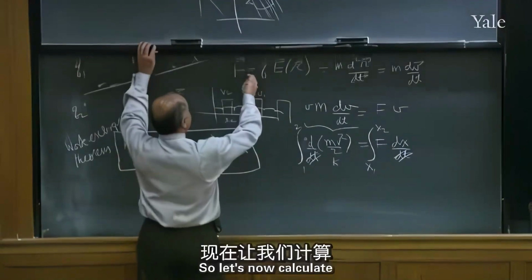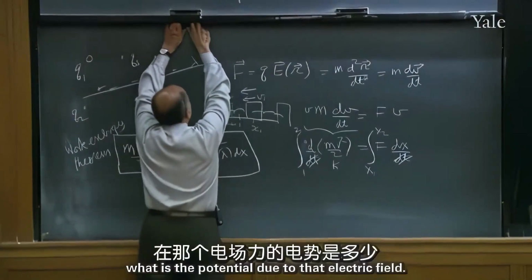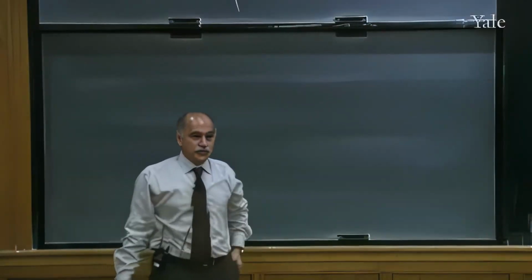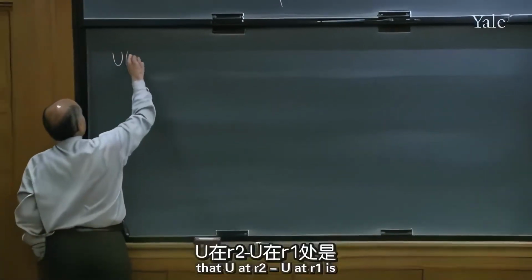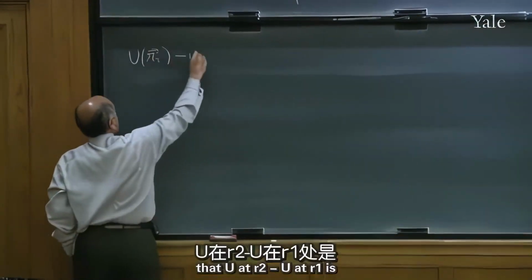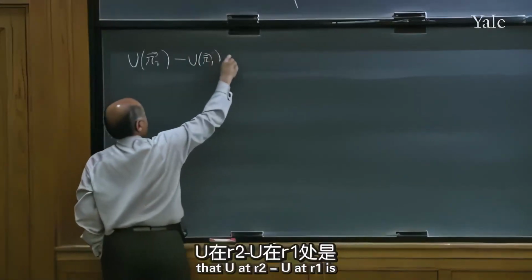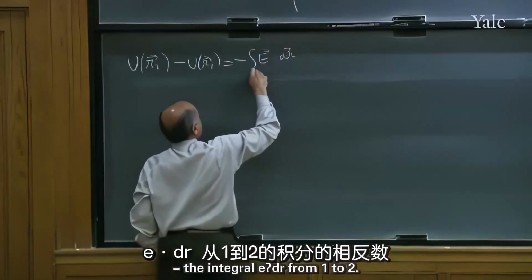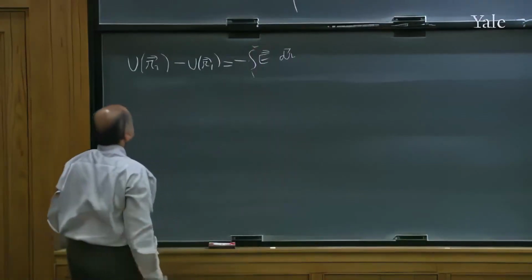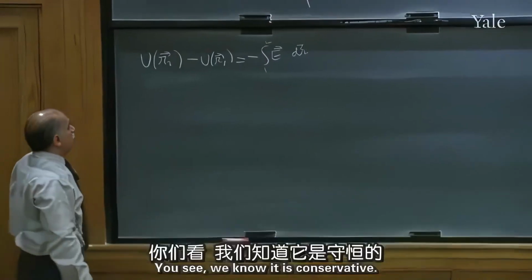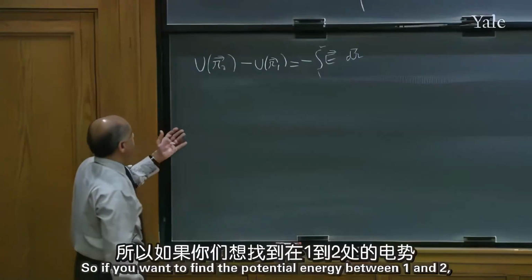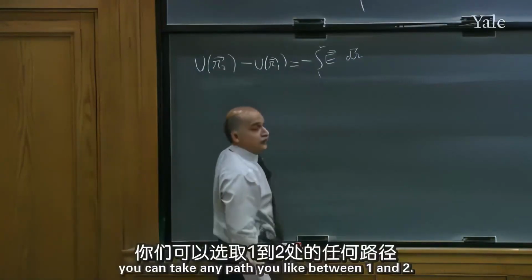So let's now calculate what is the potential due to that electric field. So we're going to do the calculation. We use the formula that U at R2 minus U at R1 is minus the integral of E dot dr from 1 to 2. You see, we know it is conservative. I've shown you with this argument. So if you want to find the potential energy between 1 and 2, you can take any path you like between 1 and 2.